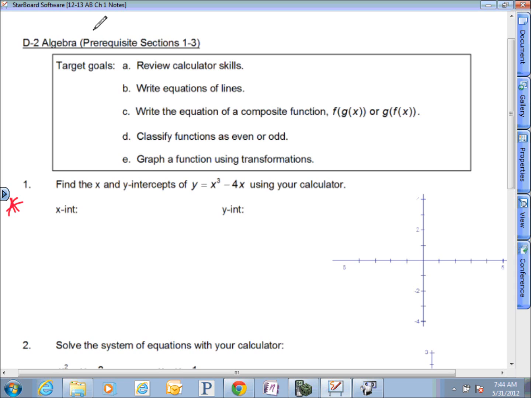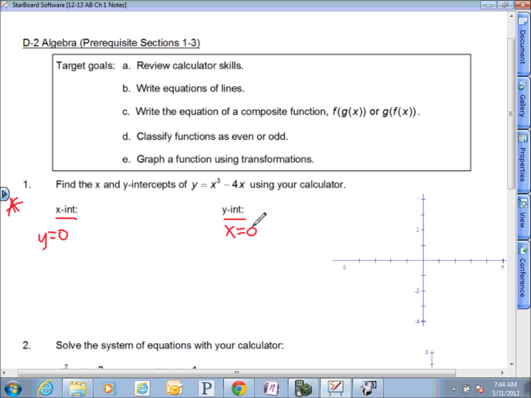Now, our working assumption here is that you already know that to find an x-intercept, you're going to set y equal to 0, and you're going to solve your equation. And to find a y-intercept, you're going to set x equal to 0, and you're going to solve your equation. And that'll give you where the specific values cross the x-axis and the y-axis, respectively. So here's what we do with our calculator.